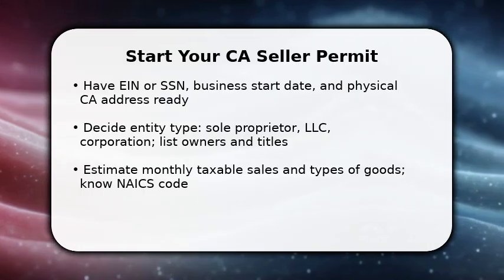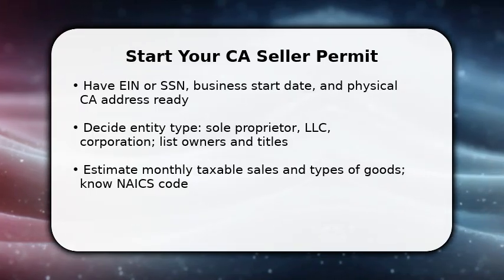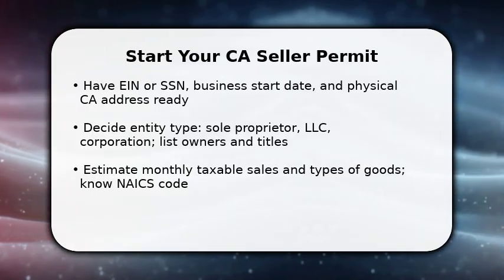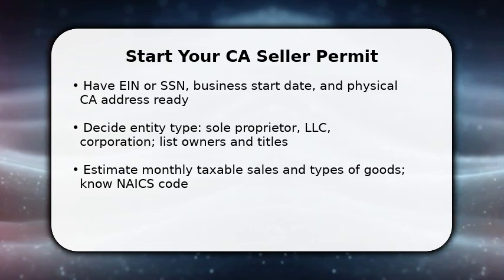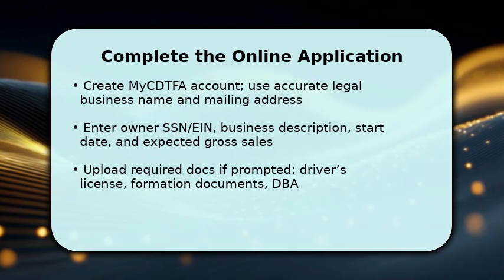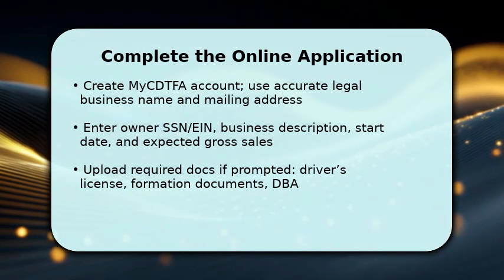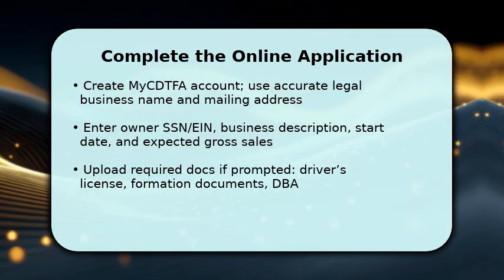Make sure you have a physical CA address and contact info before logging onto the Department of Tax and Fee Administration portal, so you can complete the online seller permit application without interruptions. Next, access My CDTFA and create an account using the legal business name and mailing address you gathered. This ensures correspondence reaches you.